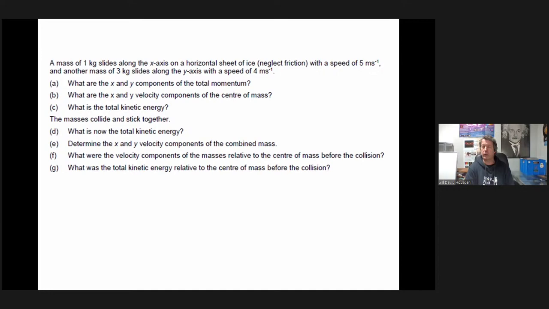Okay, so I've had a look at the chat, some interesting comments, and I've run this question many times with many different groups of students. So where to start? Well, there are some pretty big hints in this problem about which conservation law one has to use. It's on a horizontal sheet of ice, so we're looking at conservation of momentum here.